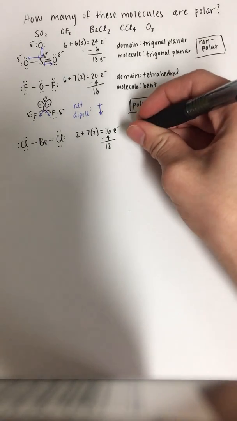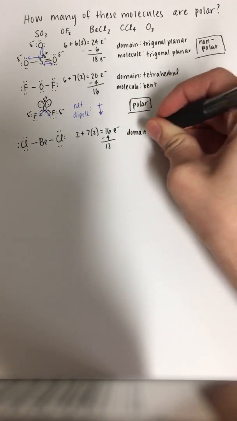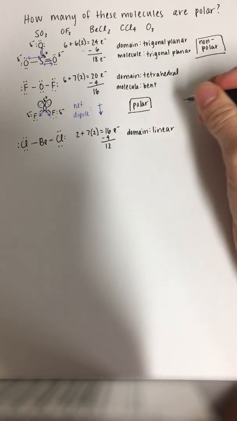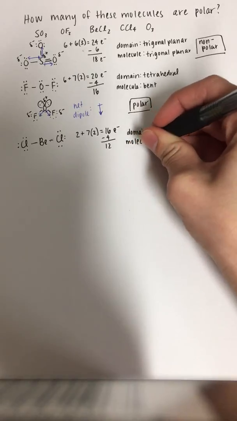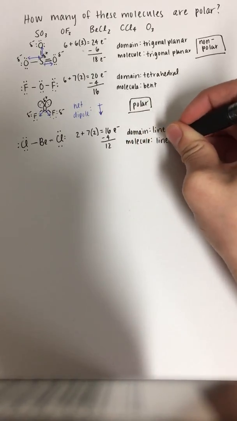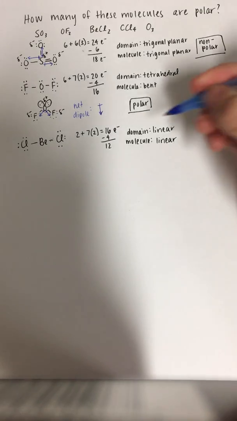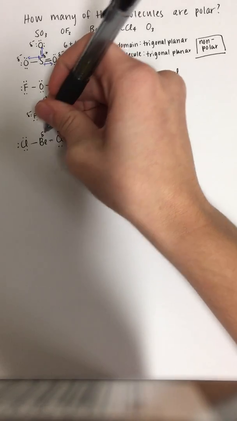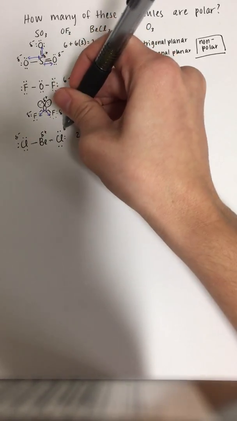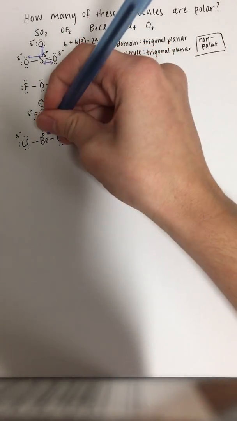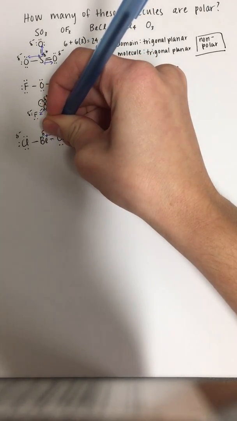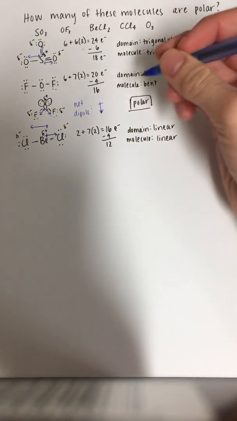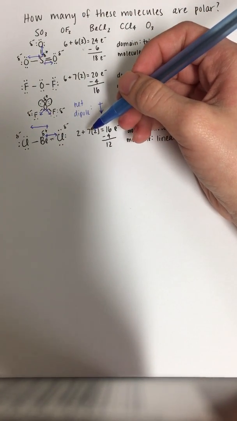So since this only has 2 domains, 1, 2, this is going to be a linear domain geometry. Therefore, the molecule is also linear. This means that the bond dipoles are going to extend from the slightly positive beryllium to the slightly negative chlorines. The plus goes on the positive side, and the dipoles extend towards the more slightly negative atom.